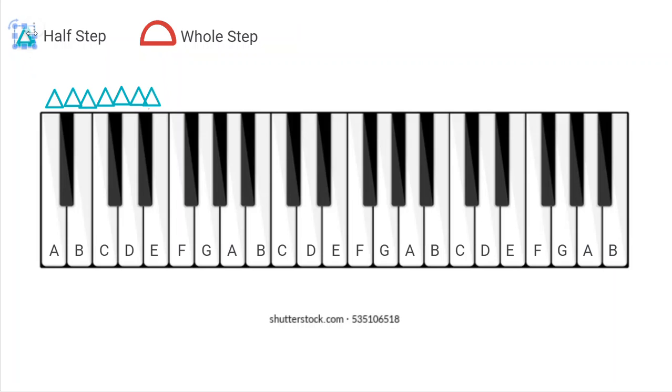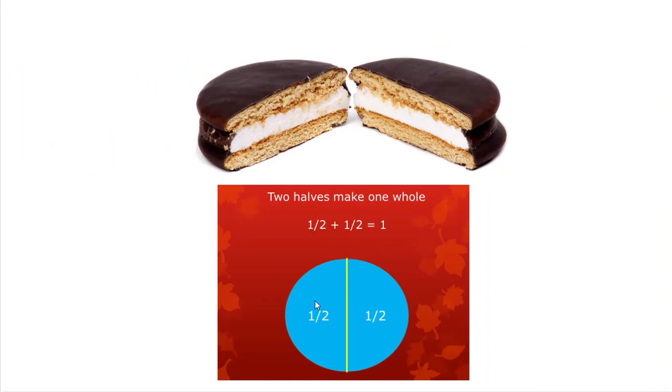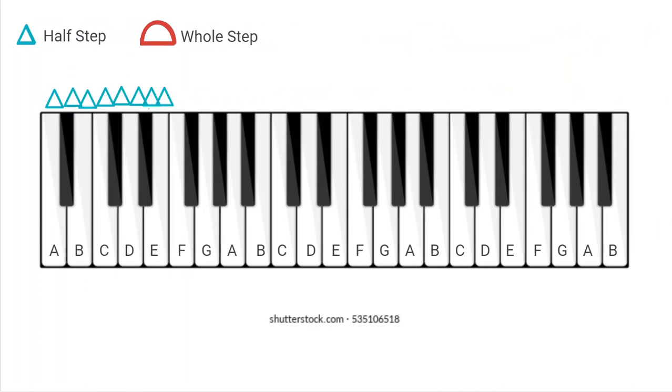I filled it in a little bit. Let's look at this E to the F. That is a half step right there. The white key to the white key. On a piano, there are never two black keys together, so you're not going to have a half step between black keys. But you could have what is called a whole step, because if you remember, half plus a half equals a whole. Two halves make one whole.